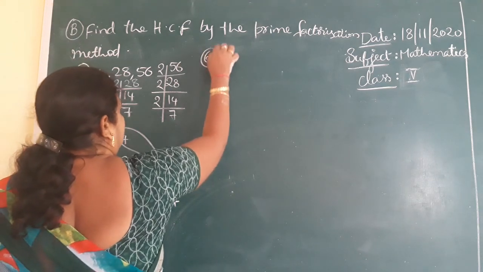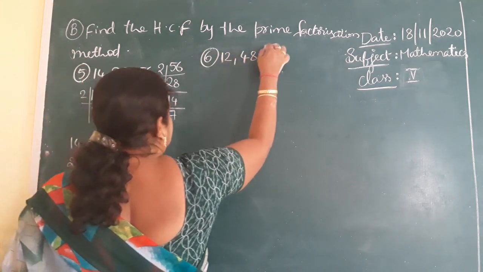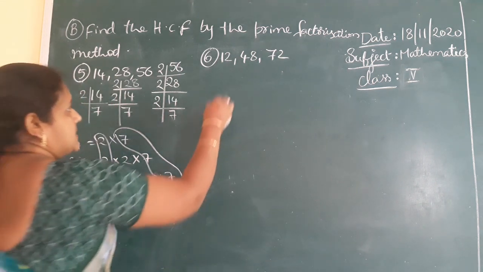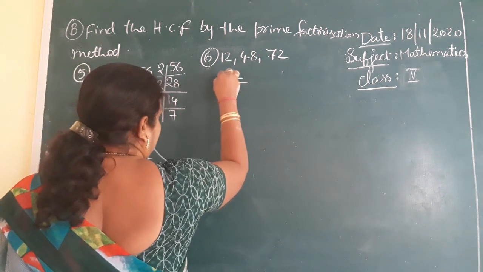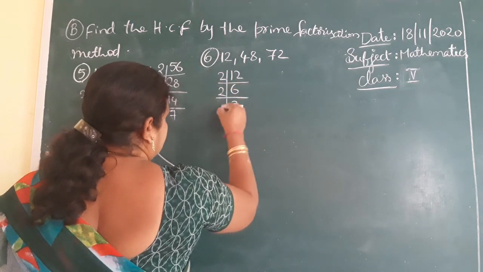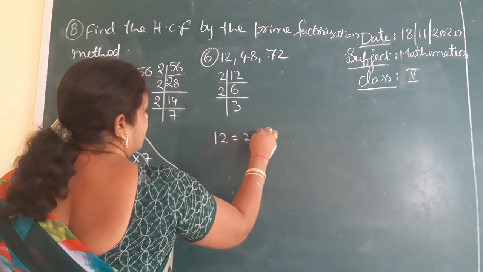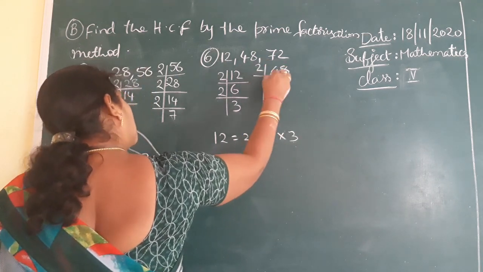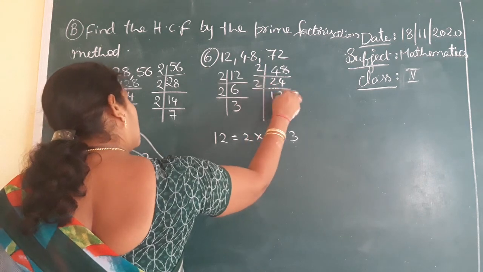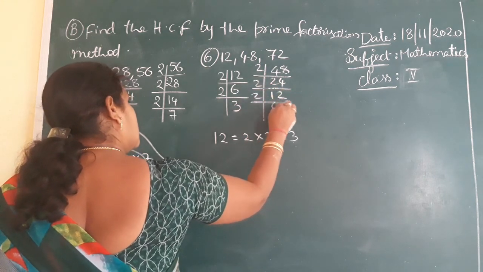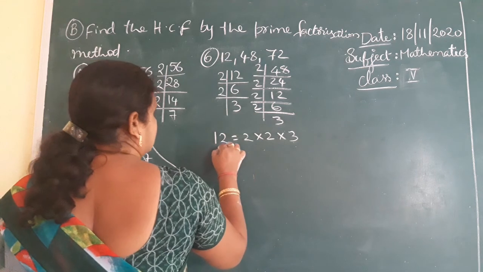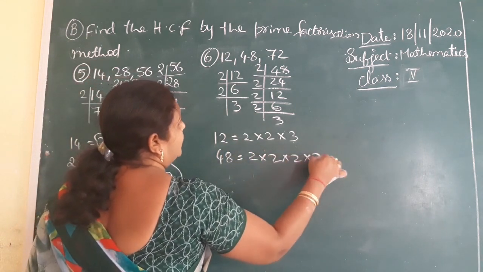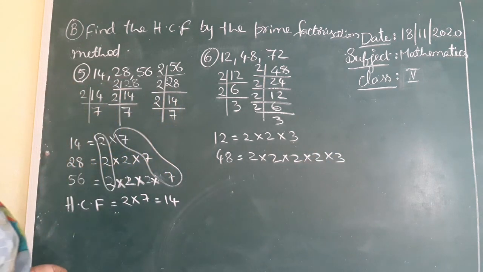Sixth one, 12, 48, 72. Write the factors of these numbers. Okay, how will you write the factors of 12? 2 sixes. 6 can be written as 2 3s. So 12 can be written as 2 into 2 into 3. 48 factors. 2 24s, 2 12s, 2 6s, 2 3s. 48 can be written as 2 into 2 into 2 into 2 into 3. Next one, 72.